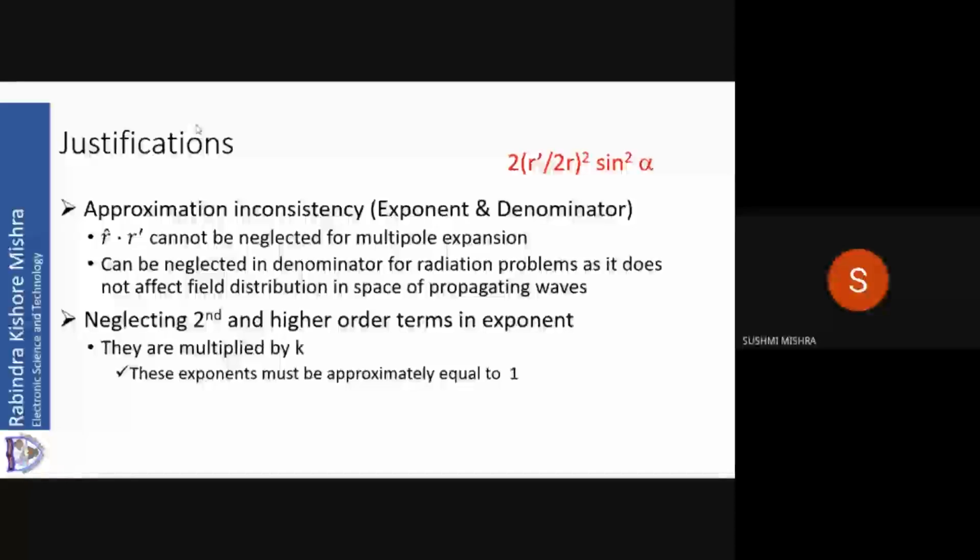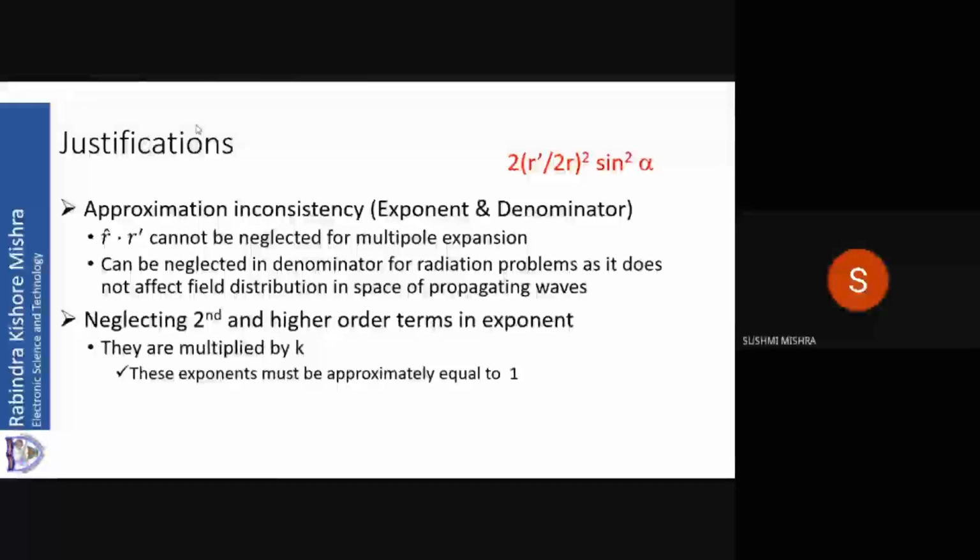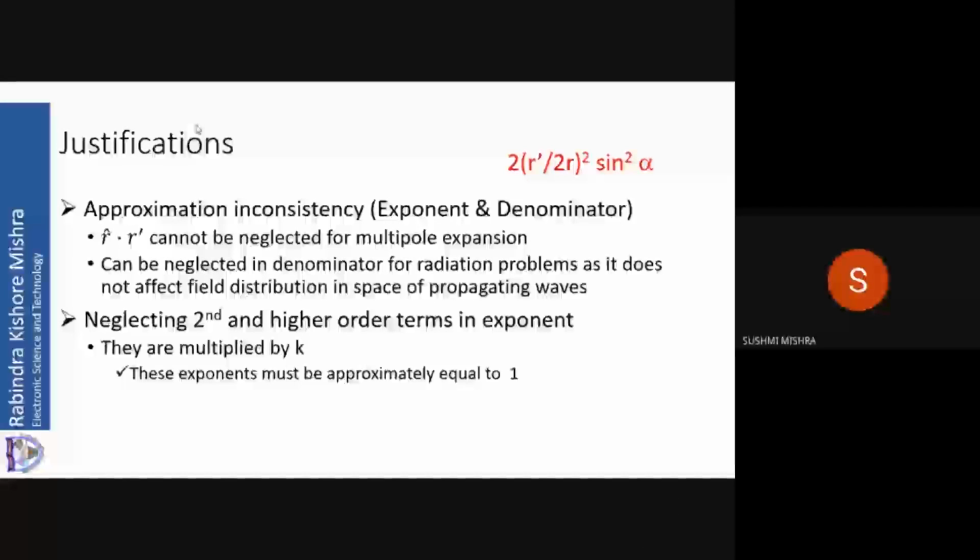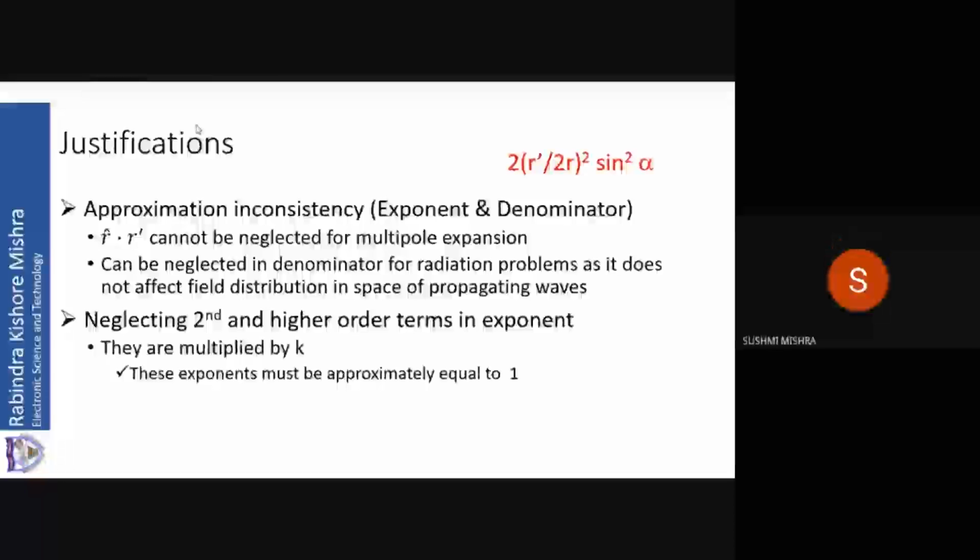So the exponent values due to the second order term and other higher order terms will be approximately equal to 1, since they will be very near to 1. Therefore, if we neglect them, anything into 1 gives you the same thing. So if we neglect them, that is not going to affect us. Therefore, we can always neglect these terms in the exponent term.